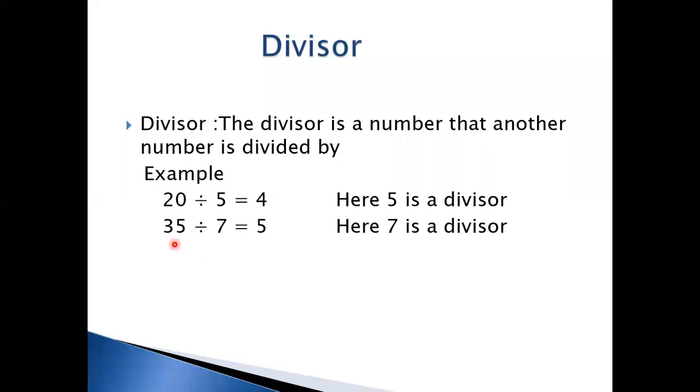Another example: you can see 35 is here as a dividend, and we are going to divide it by the divisor 7, which gives 5, and 5 is our quotient, or in simple words, our answer. Because we are recalling the definition of the divisor in this slide, we are focusing on the fact that in the question 20 divided by 5 equals 4, 5 is the divisor, and in the next example, 35 divided by 7, 7 is the divisor.